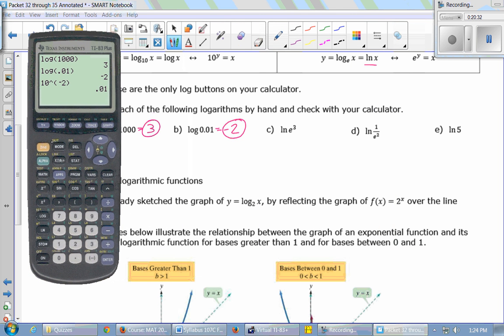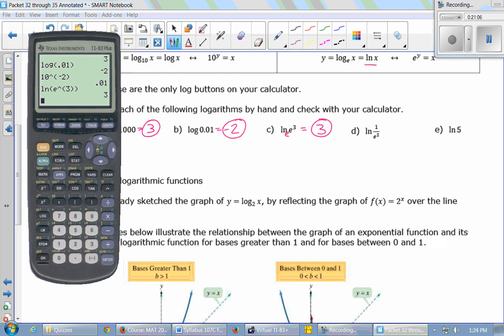Okay, the ln of e cubed. 3, yeah. This is log base e, so my base is e. And so this is asking you, what power do you raise e to make e cubed? 3. And we can check on the calculator. You have an ln button right under your log button. Ln of e cubed gives me 3.